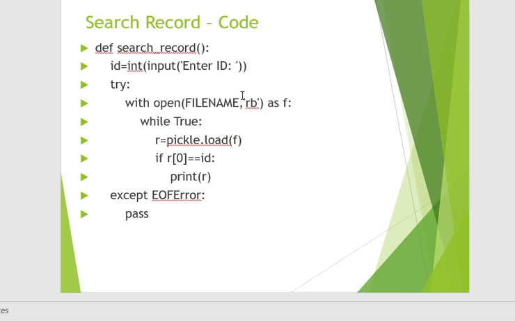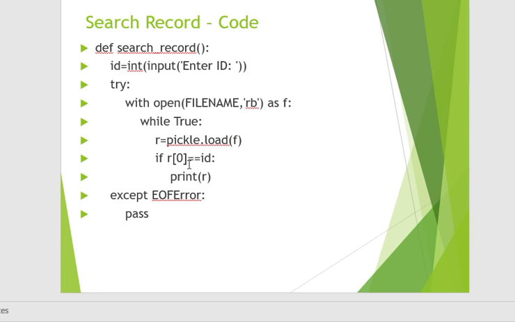While True, if something has been read by this command, you will be getting a true value, and then we are loading the file. How to load? With pickle we have to use the load function, and we are loading from file f. If r[0] equals id, it means the id which you are searching is a part of r.